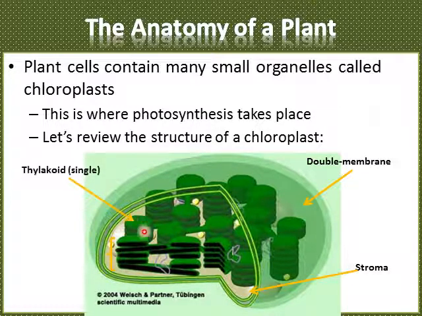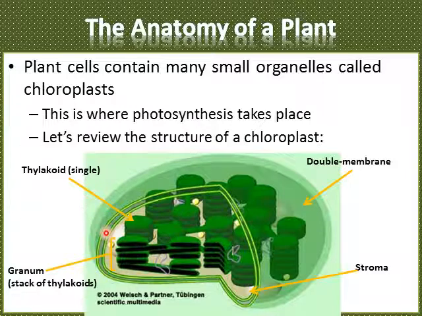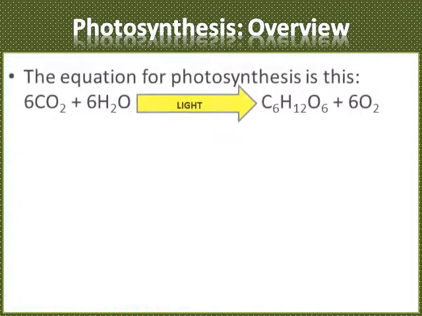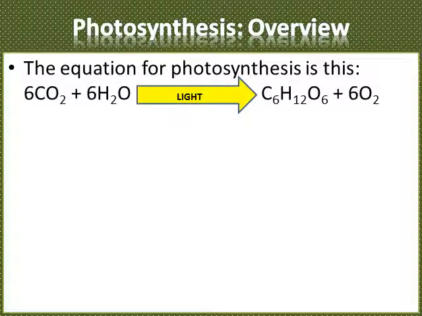These little green, flat, pancake-looking things are called thylakoids. Okay, thylakoids are super important. That's where half of photosynthesis is going to take place. The other half takes place in the stroma. But the first half is going to take place in the thylakoid. They contain that pigment, chlorophyll, that makes plants green. If you have a whole stack of thylakoids like this, that is called a granum. So that is your basic structure of the chloroplast that we've talked about before, but we're just going to review.